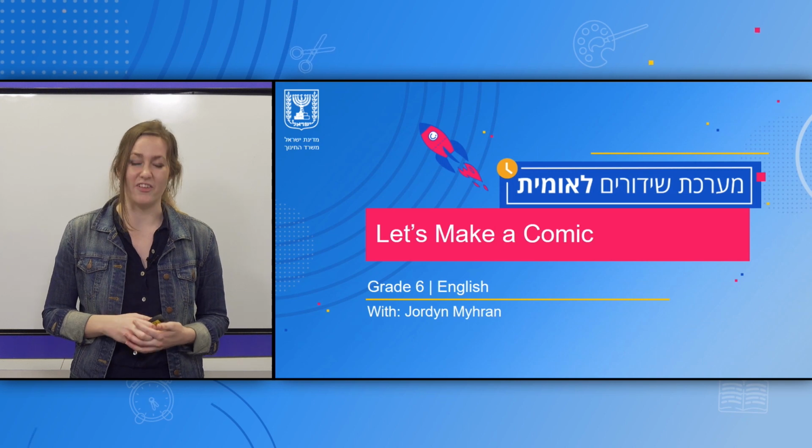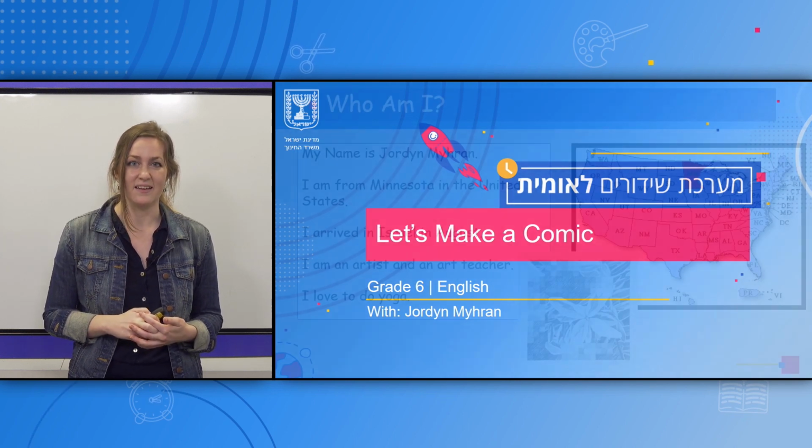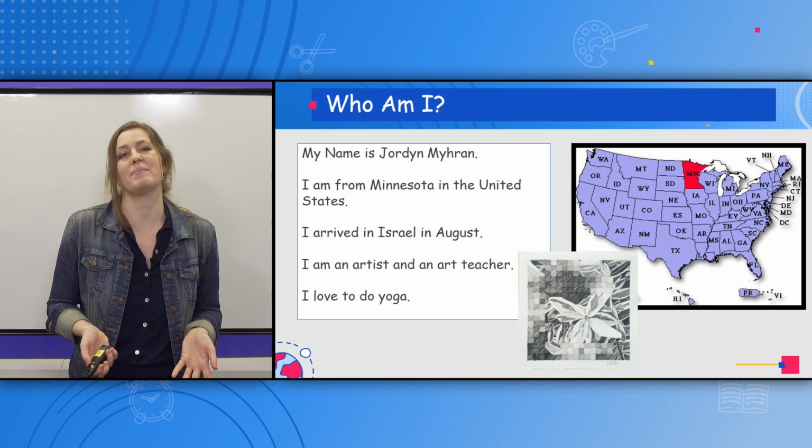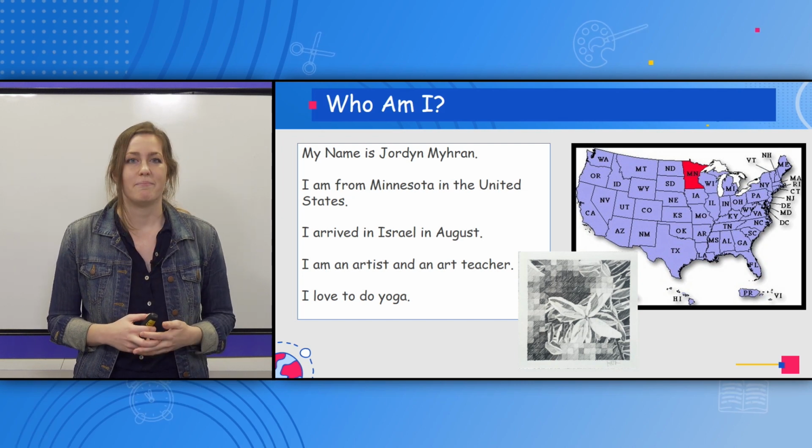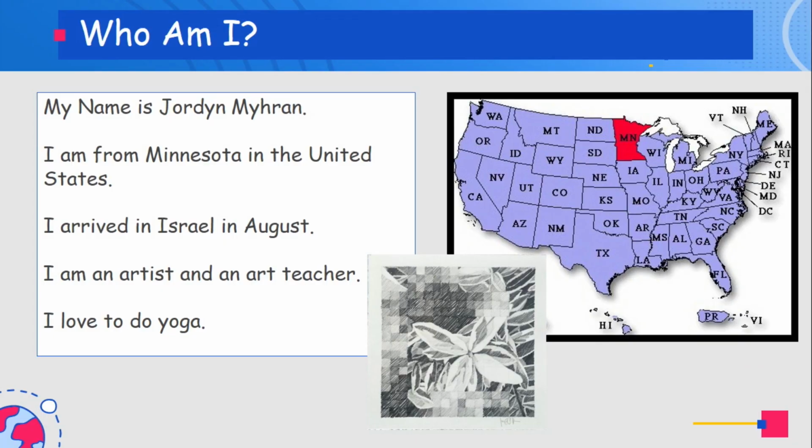Today's lesson is called Let's Make a Comic. But before we begin, I'm going to tell you a little bit about me. My name is Jordan Myron. I'm from Minnesota in the United States. You can see on the map in red where I live. I arrived in Israel in August last year. I'm an artist and an art teacher, and I love to do yoga.